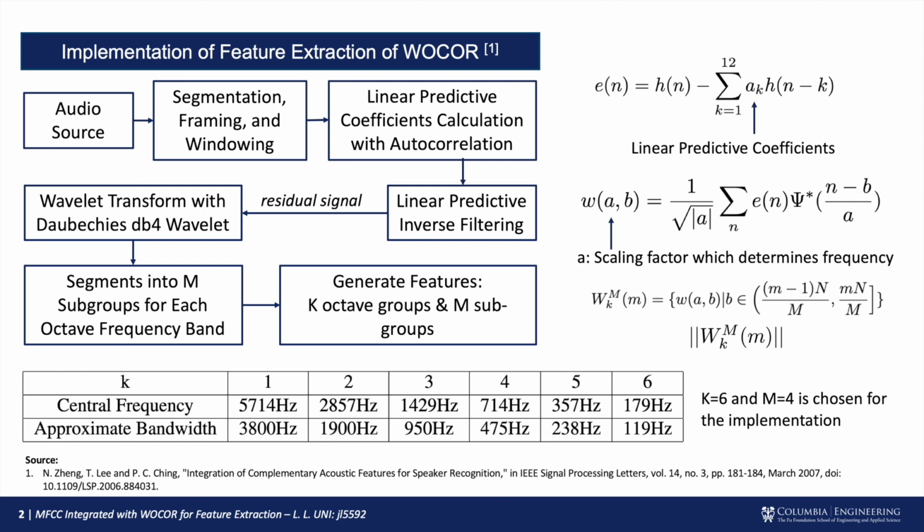The next step is to calculate the wavelet transform based on the residual signals with different scaling factor A. The scaling factor A here is a parameter to control which frequency band you would like to capture for the wavelet transform. Once I get several wavelet transforms on different frequency ranges, I equally divide the transforms into M segments to retain some information in the time domain.